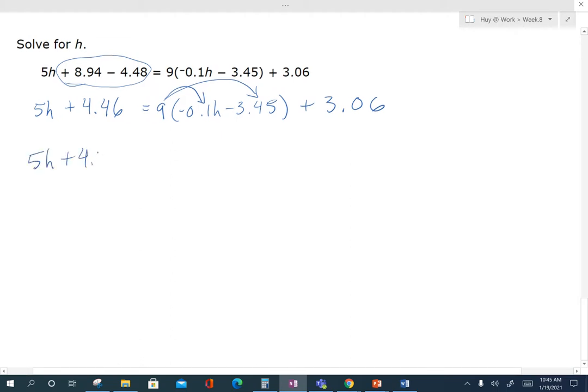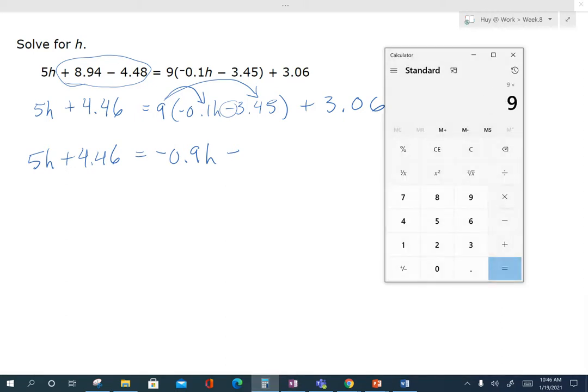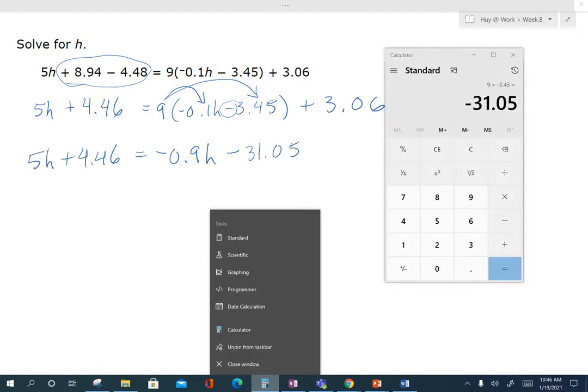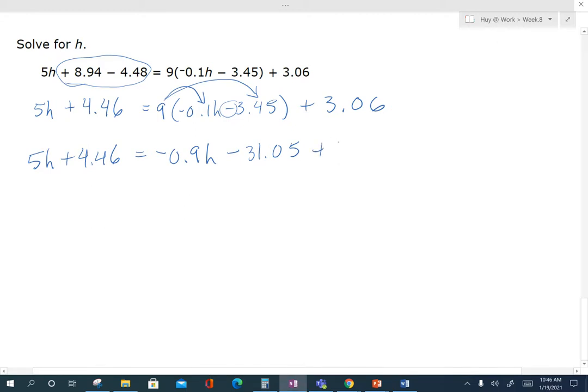So let's see, 4.46, 9 times, that's going to be a negative 0.9h. And the sign goes with it, so that's a negative sign there. 9 times 3.45, negative, equals negative 31.05. Negative 31.05. Yeah, interesting. Plus 3.06.